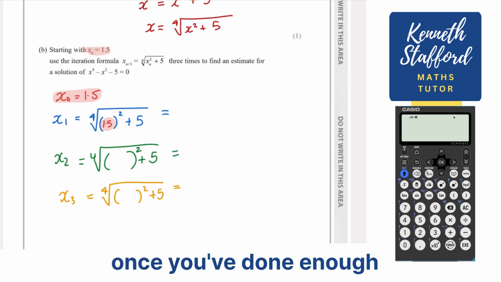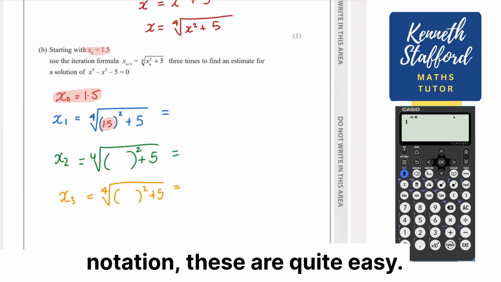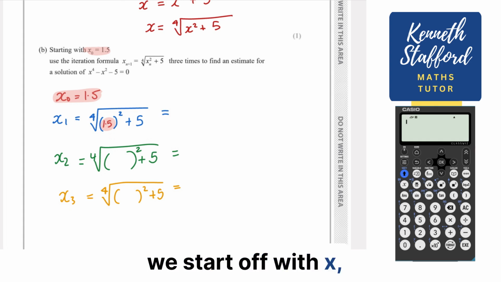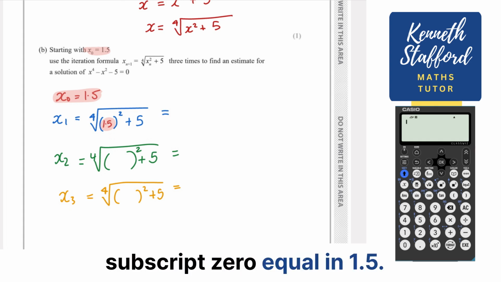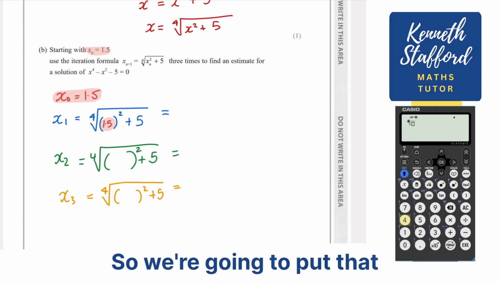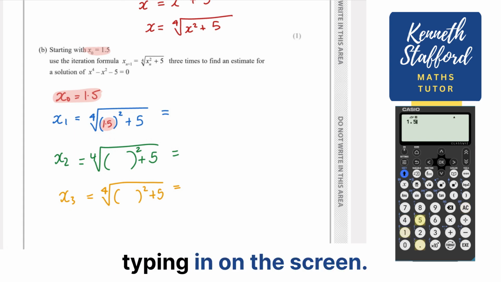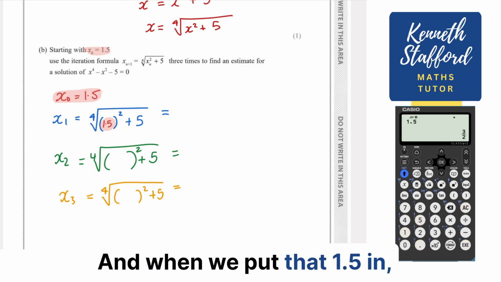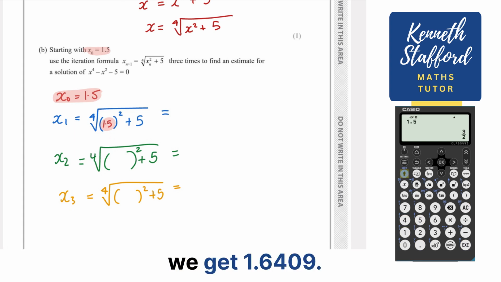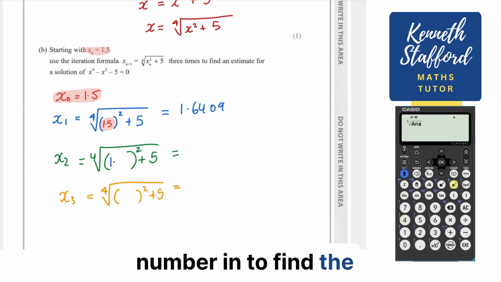So part B, once you've done enough of these, once you get used to the notation, these are quite easy. All we're going to do is we start off with x subscript 0 equaling 1.5. That's just the first number we're going to put in. So we're going to put that number into our formula as I'm typing in on the screen. And when we put that 1.5 in, we get 1.6409.